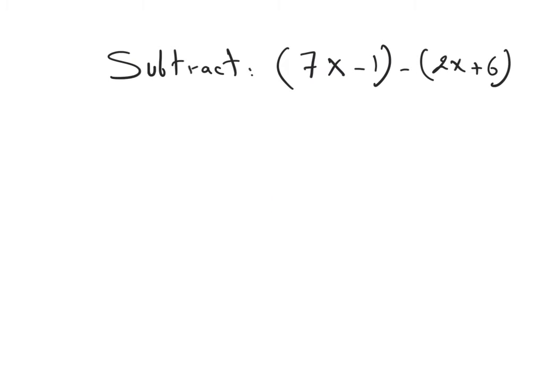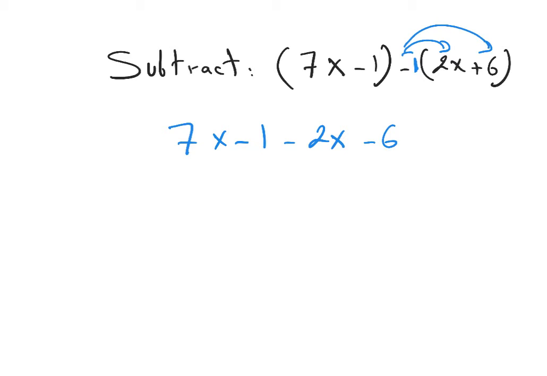All right, in this example, we're going to subtract: 7x minus 1 minus 2x plus 6. So we're going to remove the parentheses first. We're going to have 7x minus 1. And remember, here we have a negative 1, so we're going to distribute negative 1 over 2x and 6. Negative 1 times 2x will be negative 2x, and negative 1 times 6 will be negative 6.